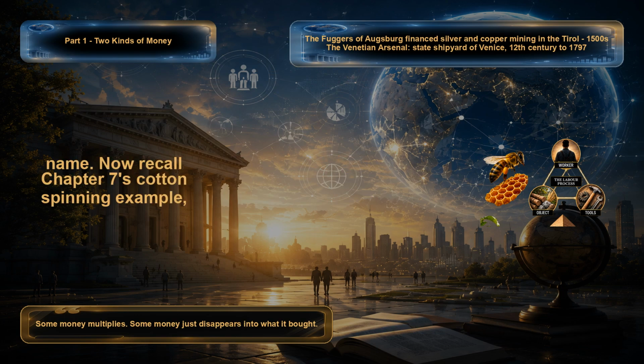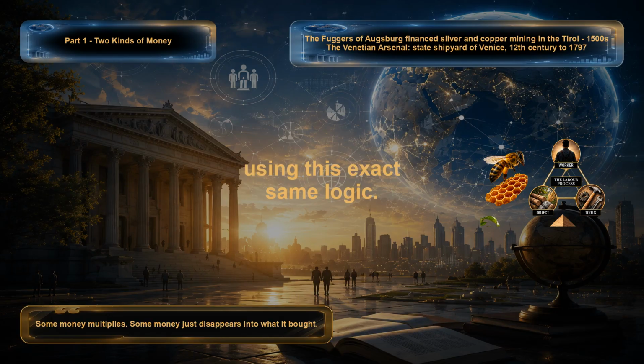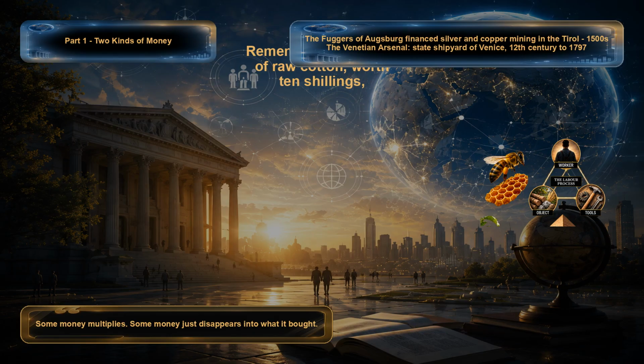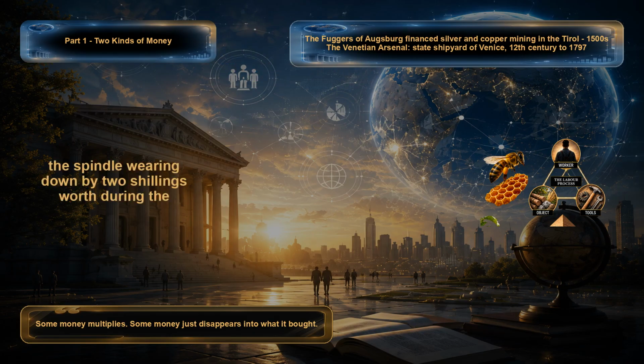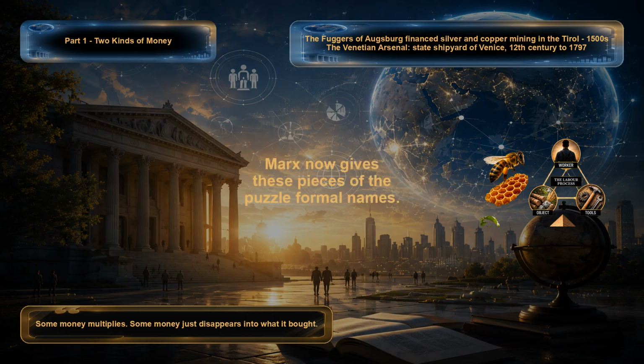Now recall Chapter 7's cotton spinning example, because Marx is about to split it apart properly, using this exact same logic. Remember 10 pounds of raw cotton, worth 10 shillings, the spindle wearing down by 2 shillings worth during the process, and a spinner paid 3 shillings a day. Marx now gives these pieces of the puzzle formal names.